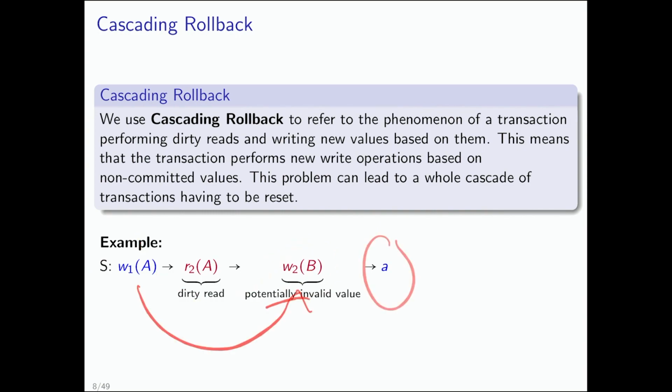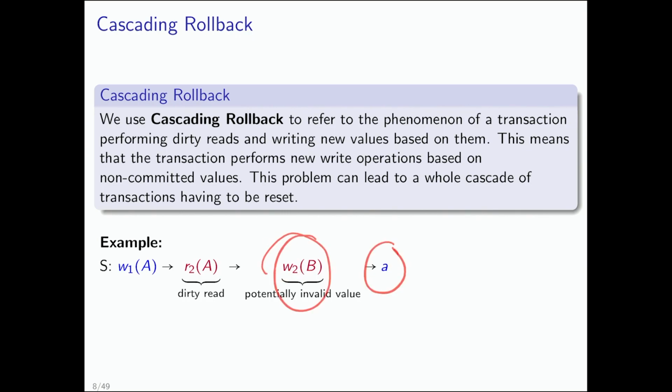Now if transaction 1 says abort, then transaction 2 might have written a value that was influenced by a non-existing value, a value that shouldn't have existed at any point. So that's basically a transitive effect you're having through the database. You're reading something from an unfinished transaction, and based on that, you write something.